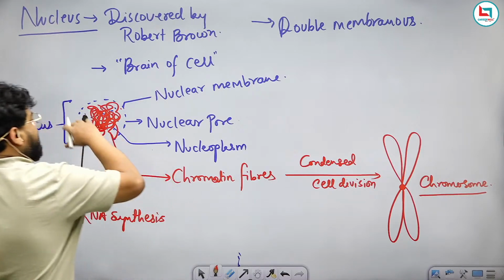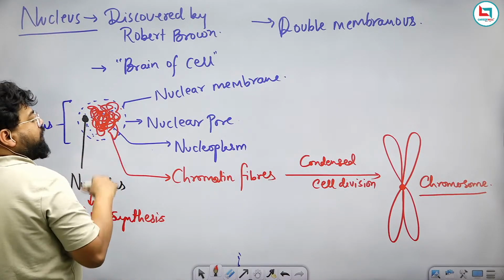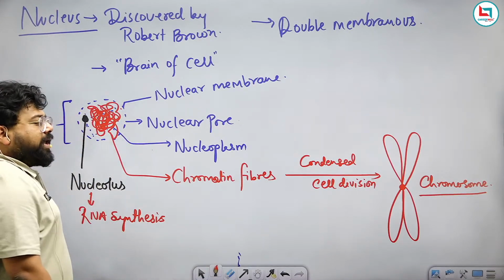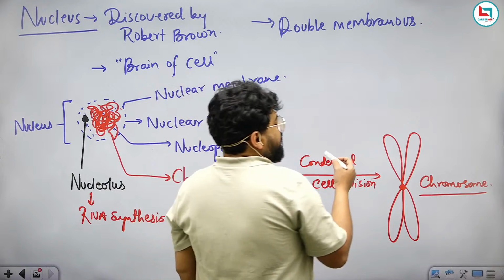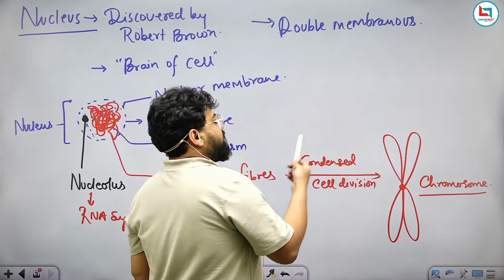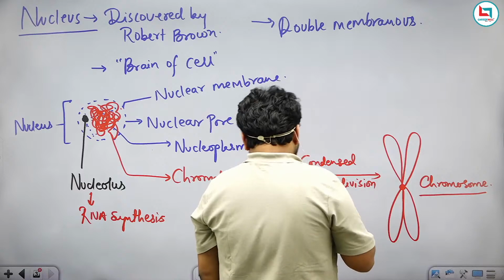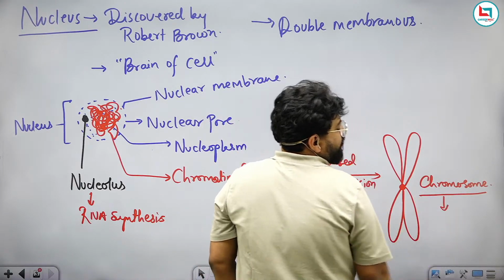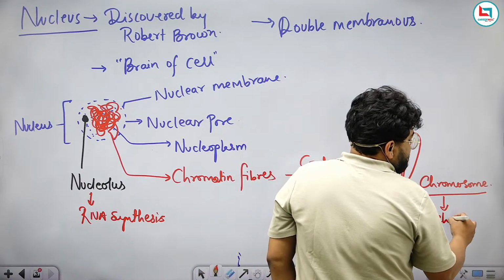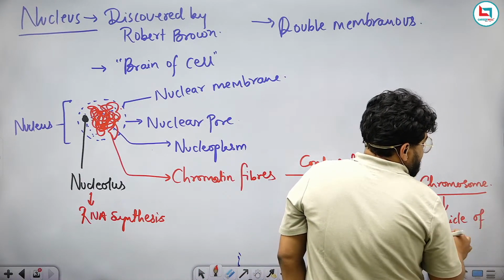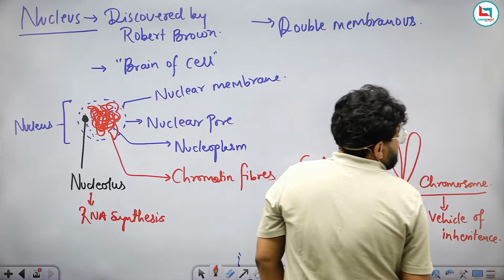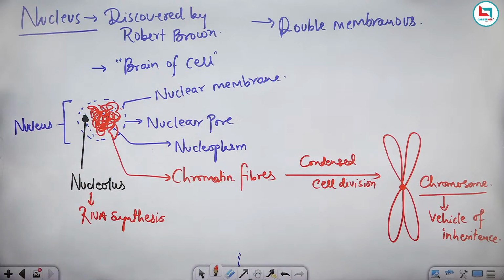And inside this nucleoplasm, we'll find a highly coiled structure, and this is said to be chromatin fiber. When a cell is about to divide, these fibers get condensed and form a rod-like structure, and these rod-like structures are said to be chromosomes, and these chromosomes serve as the vehicle of inheritance. They carry genes from mother and father. That's why we call them the vehicle of inheritance.